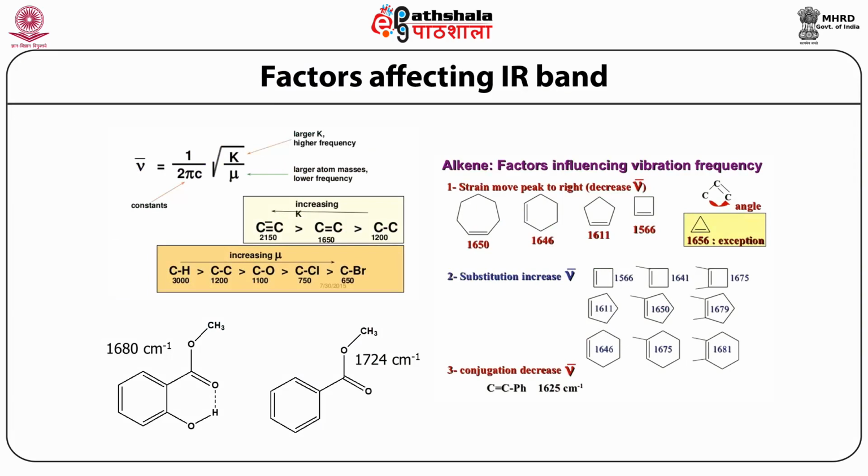It is a very important slide. Here you find that a simple equation gives you the idea. You can easily understand what features decide the intensity of the IR spectrum. It is given as frequency equals 1 by 2 pi c into the root of k by mu, where c is a constant and k is another constant. So the larger the k, the higher the frequency, and mu is the reduced mass: the larger the atomic masses, the lower the frequency.